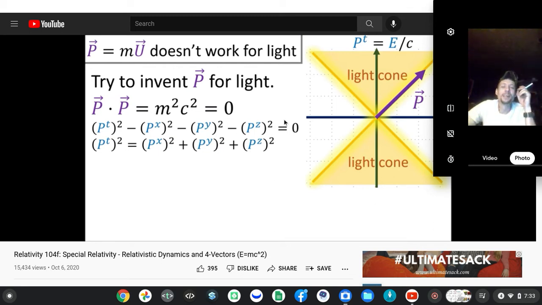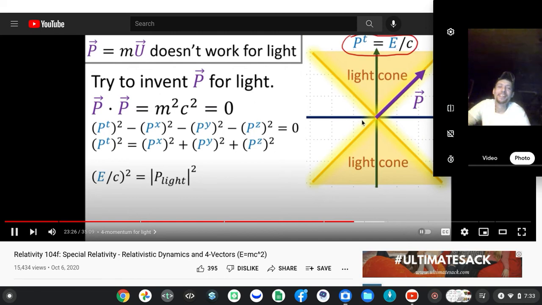Now, we know that the time component of 4 momentum is equal to energy over c. And I'm going to write this here. The combination of the squares of the spatial components of momentum, let's just write as big P with the subscript light to indicate the momentum of light.